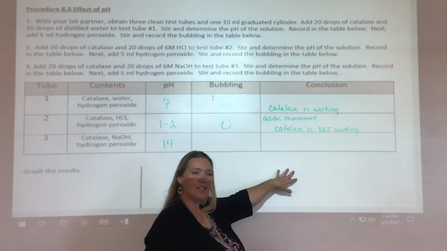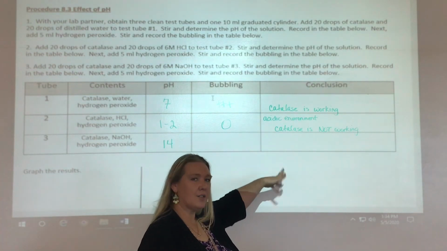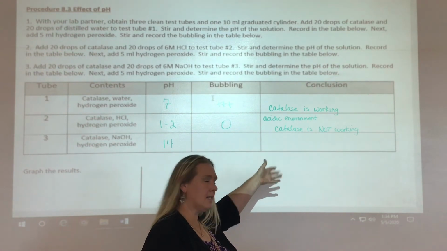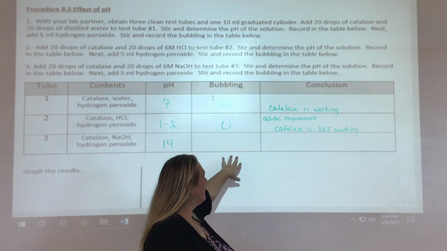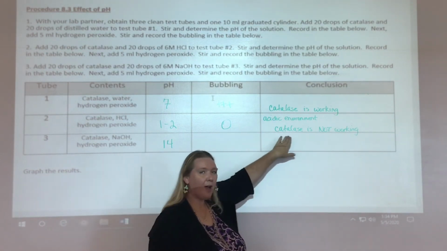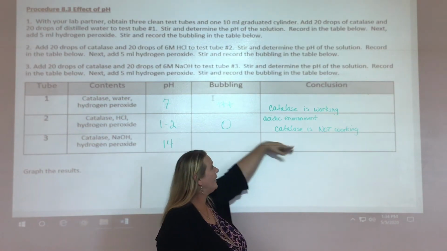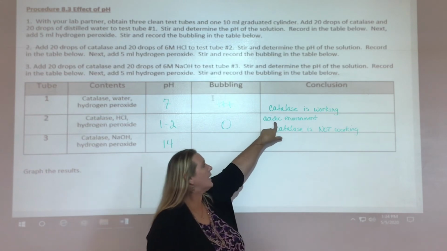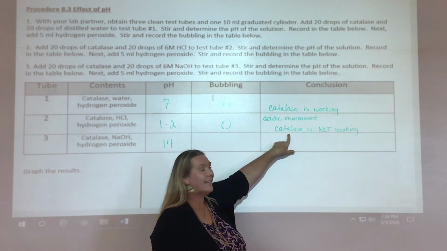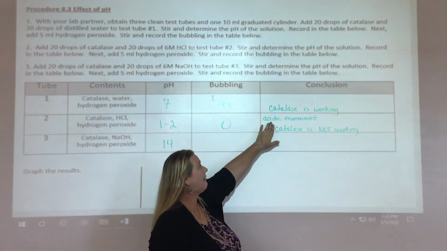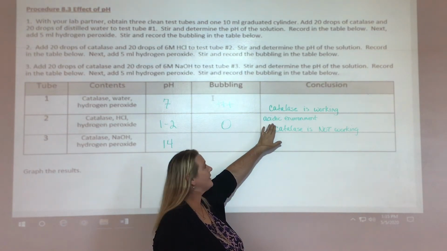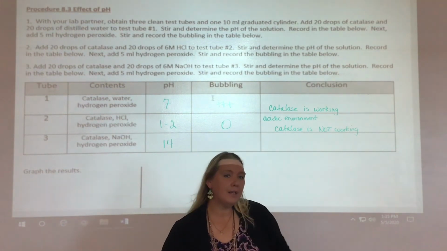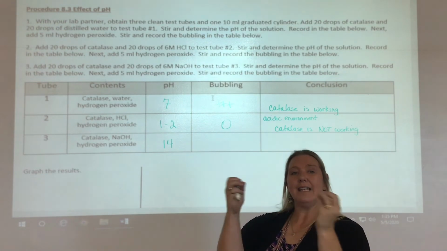Okay, so I'm trying to write each of these charts a little bit different so you can see that there's a lot of ways to write that data. Okay, so in this one, we're seeing it not work. Why is catalase not working here? Well, the environment is acidic. Catalase obviously by our data doesn't like acidic, because that acidic environment probably denatured it.